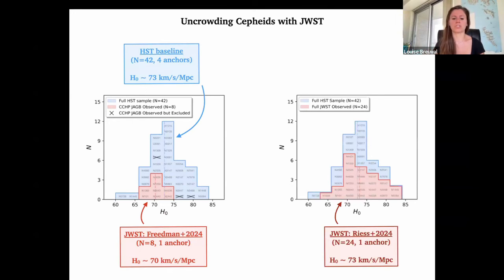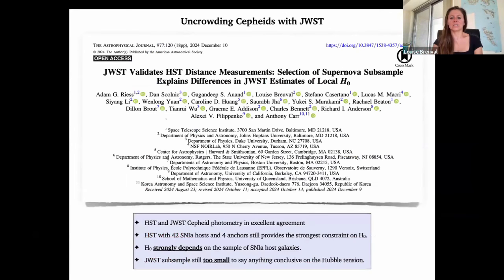Now, what we did in the SHOES team was combine all the galaxies that were available with JWST. So we had 24, again, just one anchor, but that's okay. And if you combine all these samples, then you get a much larger number of supernovae and much better distributed with respect to the HST baseline. And again, a very consistent H0 just by taking a larger sample. So this result was published a couple months ago in this paper by Adam Riess. So maybe Dipesh is going to talk about it again in his talk, because I know he was involved in this paper.